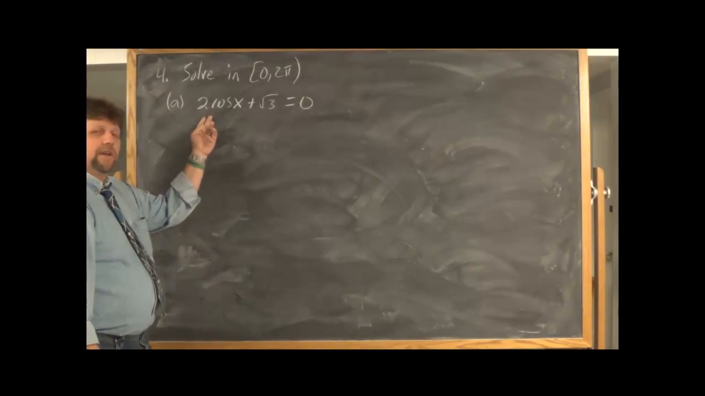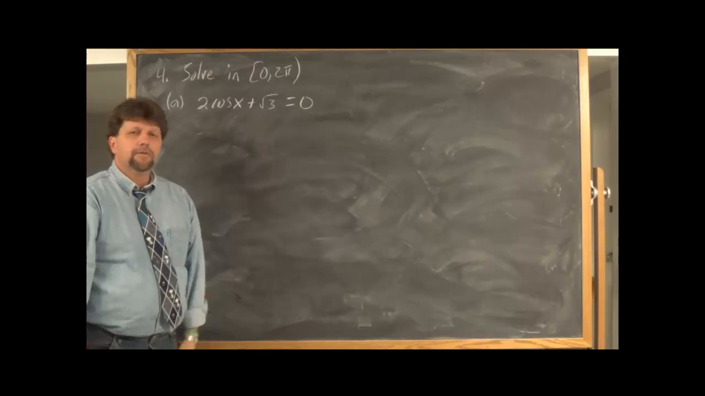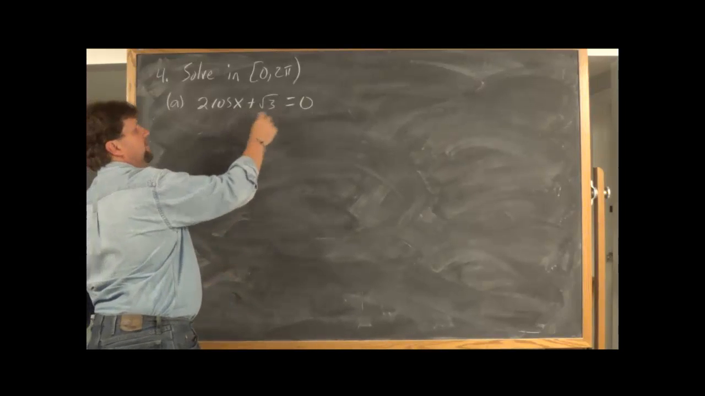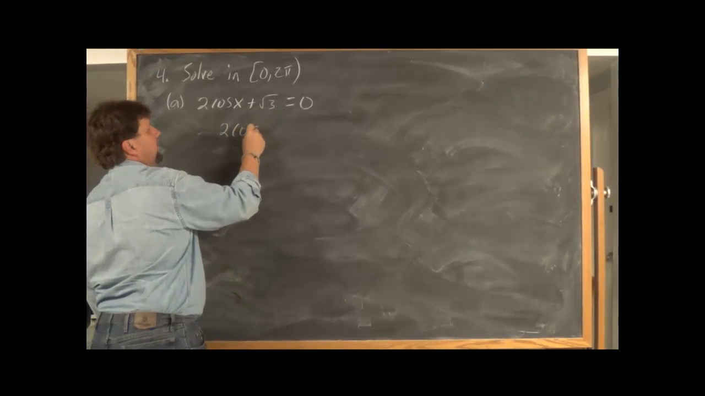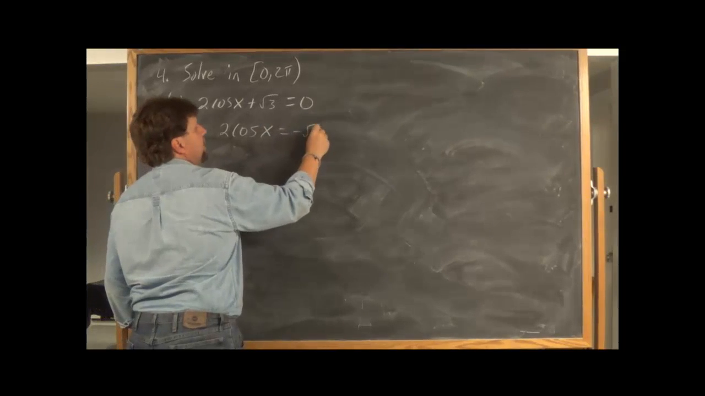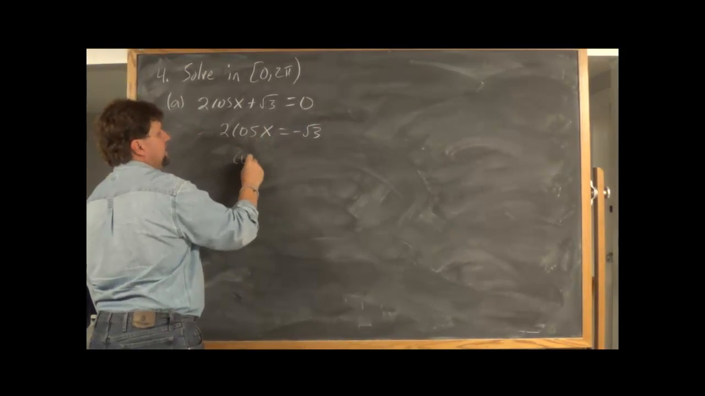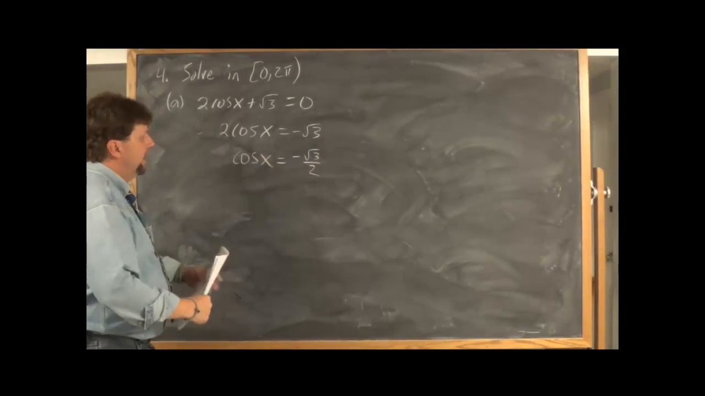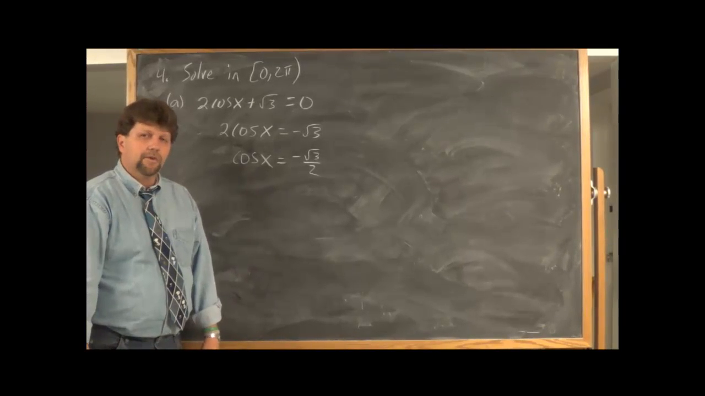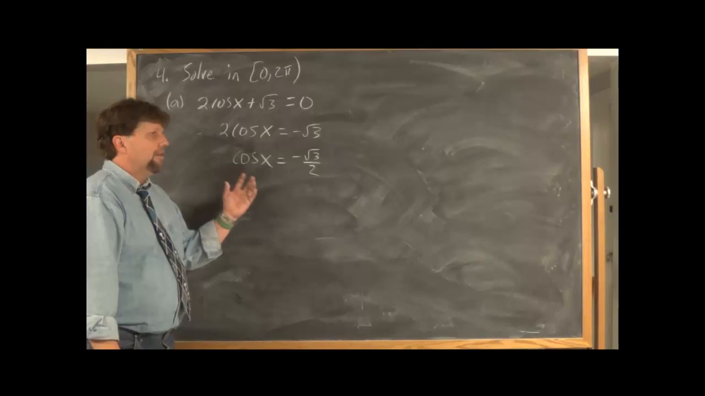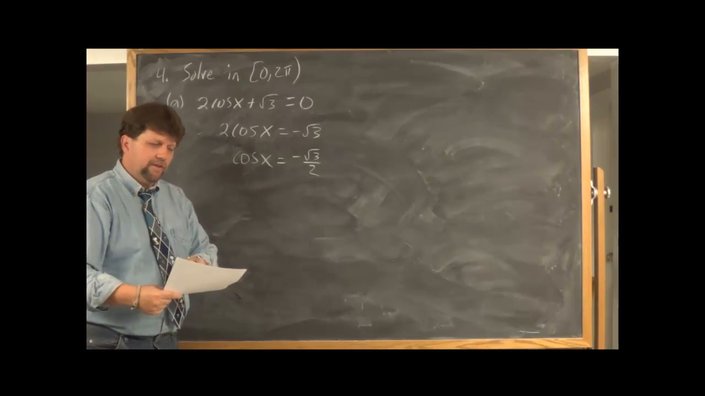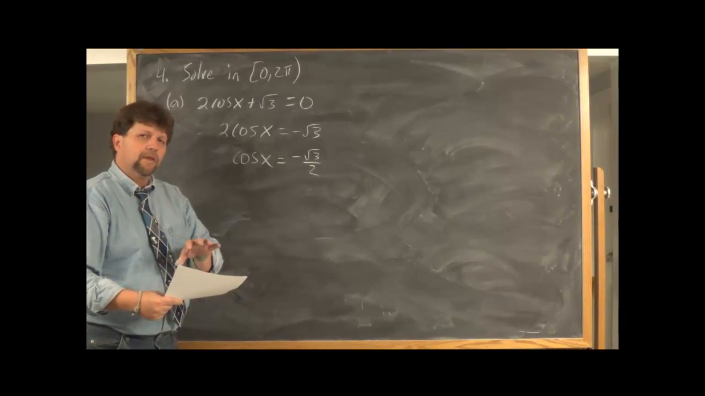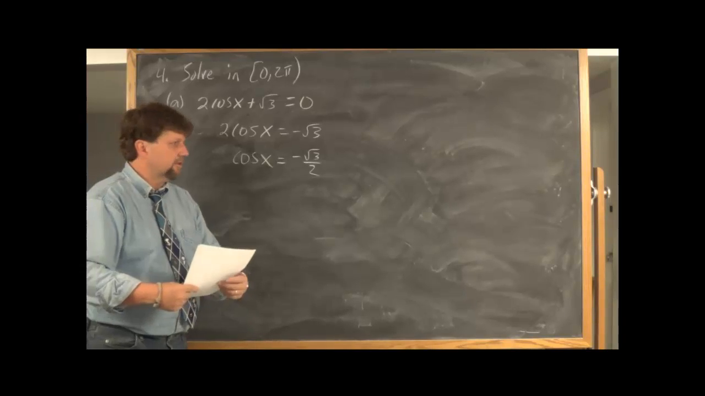So in part A, the equation I gave you was 2 cosine x plus square root 3 equals 0. To solve this one, I'd start off by subtracting square root 3 from both sides of the equation, and then I divide both sides by 2. And I get cosine x is equal to negative square root 3 over 2. All of these equations that we're solving here in number 4 come back to one basic structure: the unit circle.